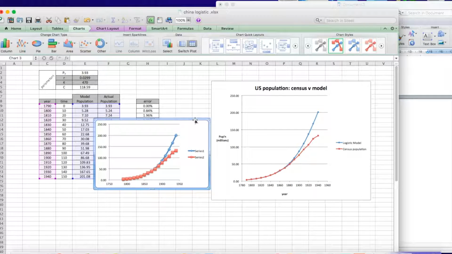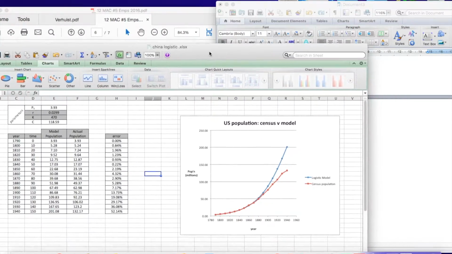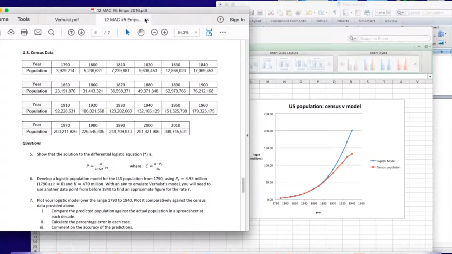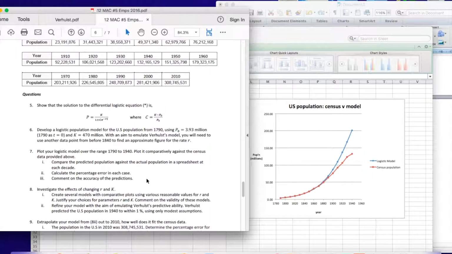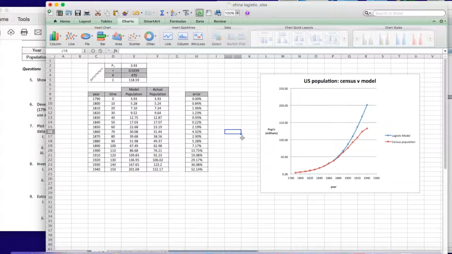Okay, good. Now, let's have a think about where we're at with this assignment. We've looked at question 6. We've just had a quick look at question 7. We've calculated the percentage error. We need to comment on the accuracy of our predictions. Now, if we have a look at these percentage errors here, you can see that the error is quite low up until about 1870.